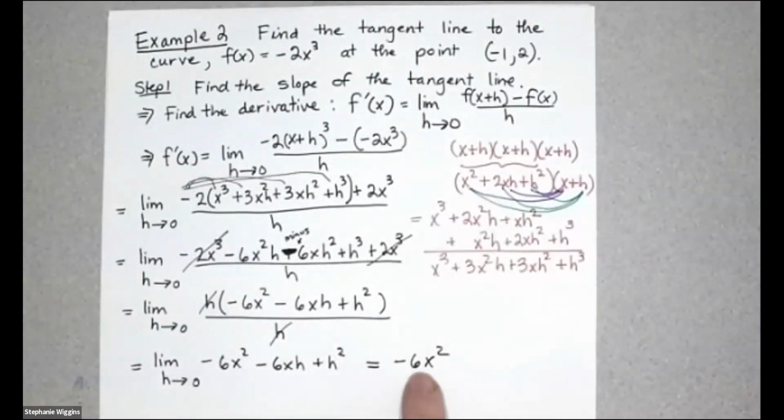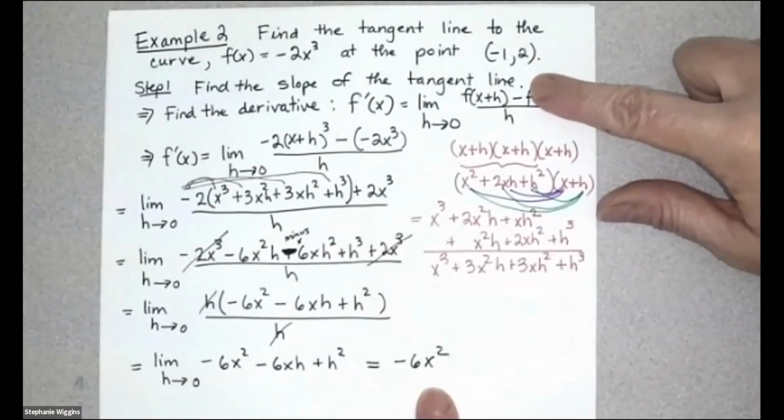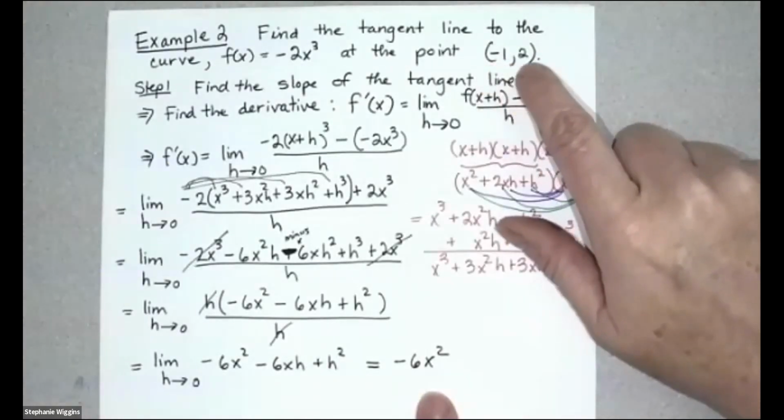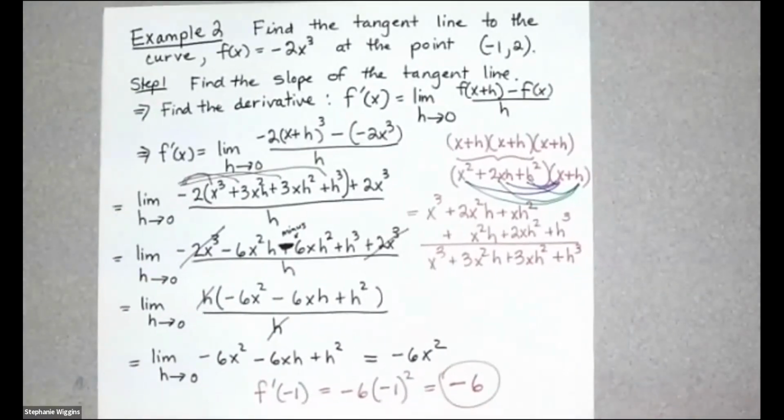Now this is the derivative for the function for any x. We want to know what is the slope of the tangent line at x equal negative 1, because here's our point, negative 1, 2. So x is negative 1. So we want f prime at negative 1, and we just plug in negative 1, square it, and that becomes negative 6. Okay, so this is the slope of the tangent line.